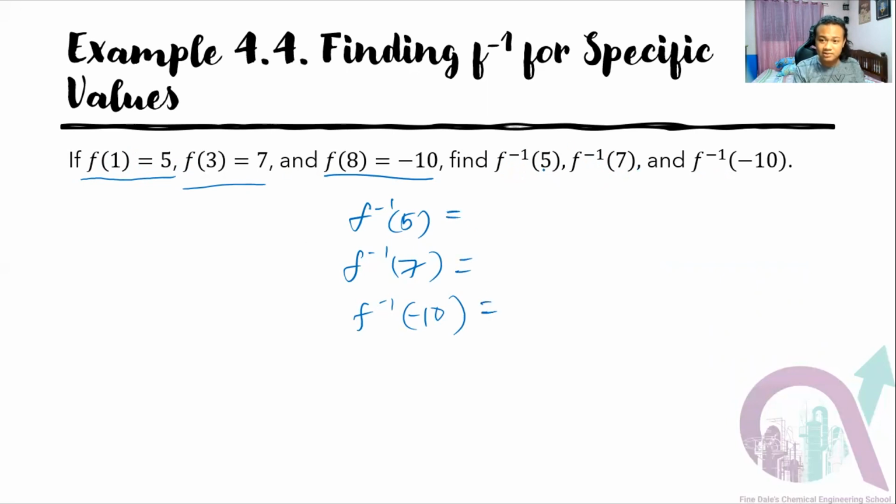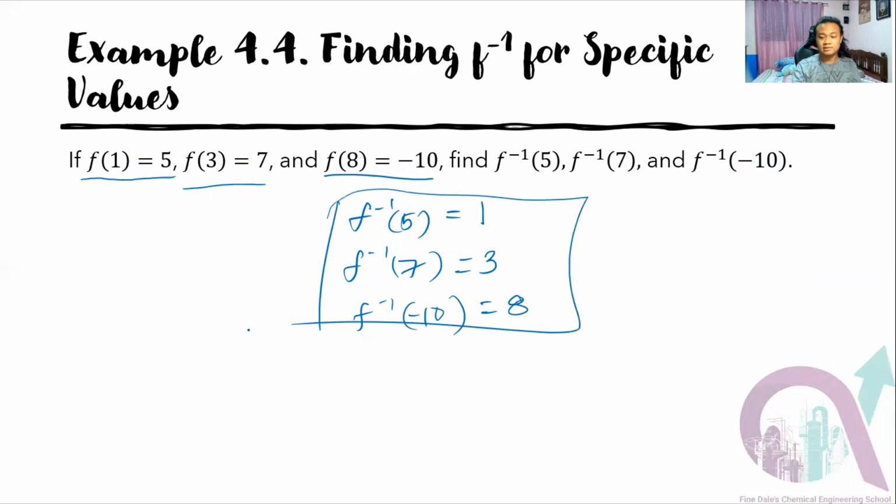So, f inverse of 5. This one is 1, this one is 7. So here, 3, di ba? So this one, -10, this one, -10. So the answer is 8. So that's it, very easy.